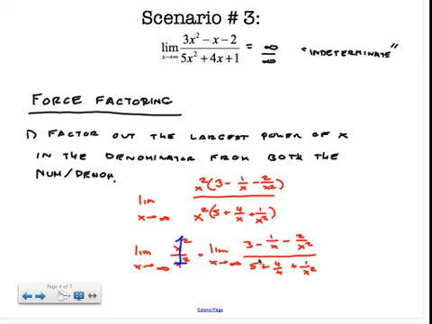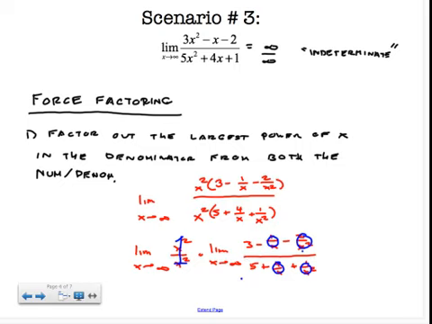Now I'm in a situation where I'm on scenario 1 or scenario 2 on the previous page. I can do a mental plug-in. 1 divided by infinity basically comes out to be 0. 2 divided by infinity squared basically comes out to be 0. 5 is fine. 4 divided by infinity is basically 0. And 1 over infinity squared is basically 0 as well. So what's left is 3/5.